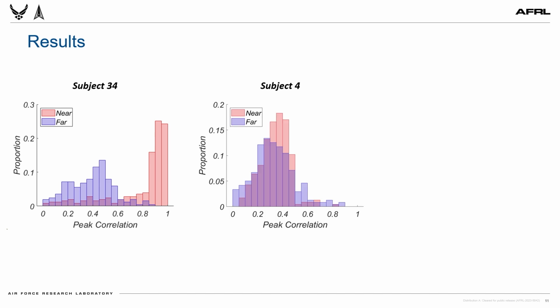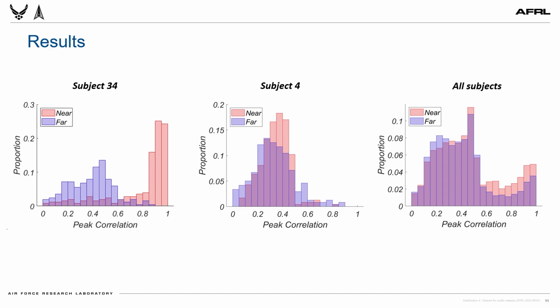Wasn't true for all subjects. This is a different subject where there was much more overlap between the two, although I think it's still slightly higher correlations for the near, but it's somewhat negligible. For all trials and all subjects, there is a heavier tail on the right side for the near viewing condition, suggesting to us that at that near viewing condition, again, the pupil response is much more tightly coupled with the vergence response.